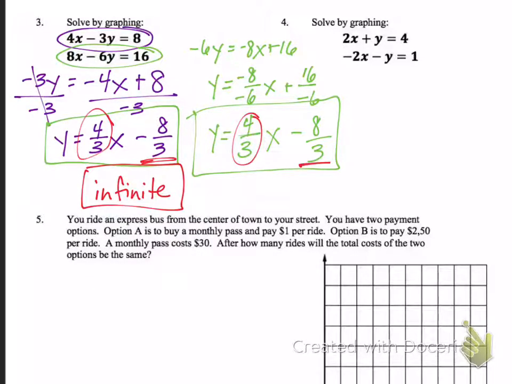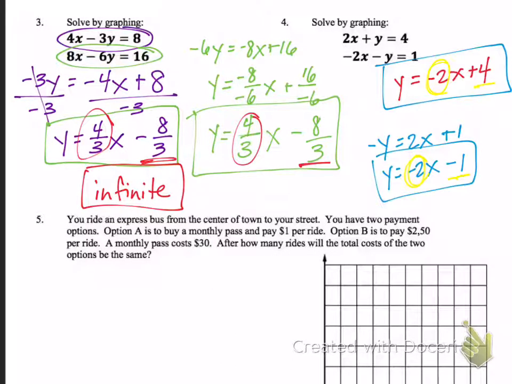Okay, so try number 4 and tell me what kind of solution you think it will be. Okay, so I end up getting these two equations, and what do you think it is? No solution because why? They're parallel. Yeah, they have the same slope, but they have a different y-intercept.